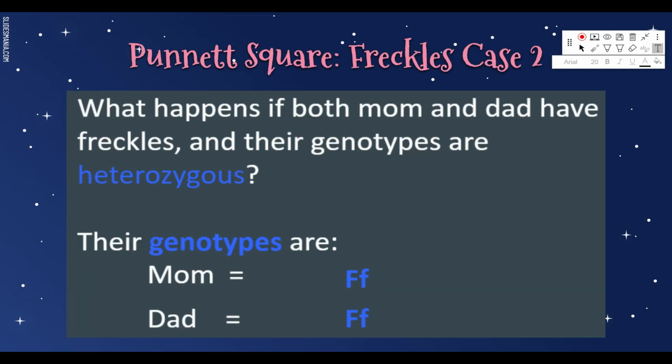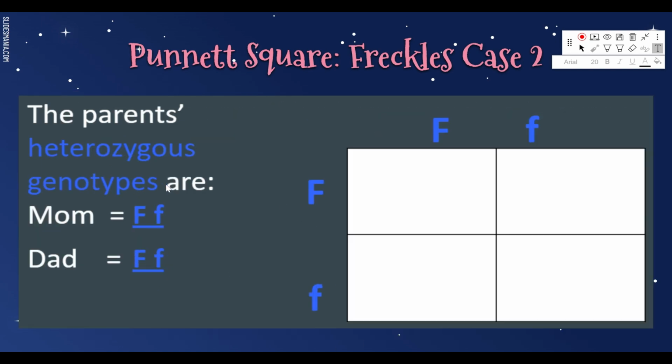Right, so what happens if both mom and dad have freckles and their genotypes are heterozygous? So the genotypes are this right here: big F, little f, big F, little f. Both heterozygous. So then we just work this one out. If you have this big F and this big F right here, let's just bring that, big F, big F. So there is that one.